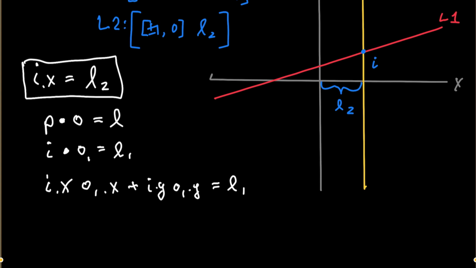All right, so now we can substitute because we do know the x-coordinate of I already. That was in our pseudocode up above. So let's substitute in L2.